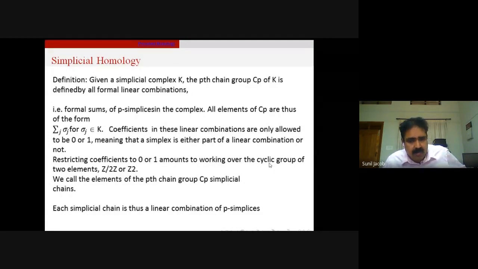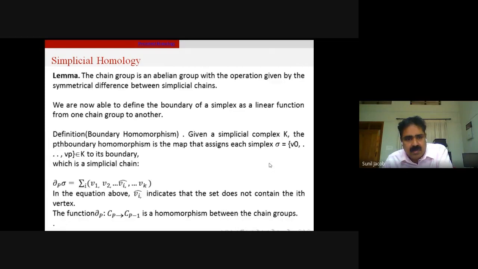The elements of the pth chain group, called Cp, are called simplicial chains, and each simplicial chain is thus a linear combination of p-simplices. The chain group is an abelian group. Once we construct such a group, we can identify that this group is going to be an abelian group, with the operation given by the symmetric difference between simplicial chains. Therefore, the symmetric difference of A and B means A union B minus A intersection B, that is, we just remove whatever is common there.